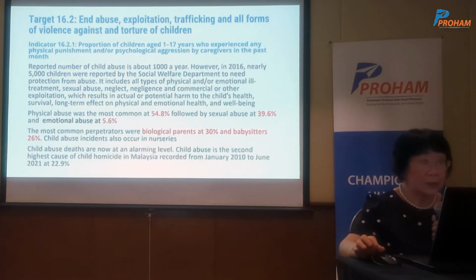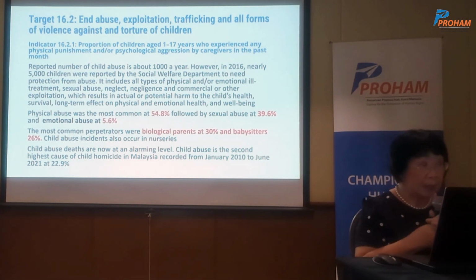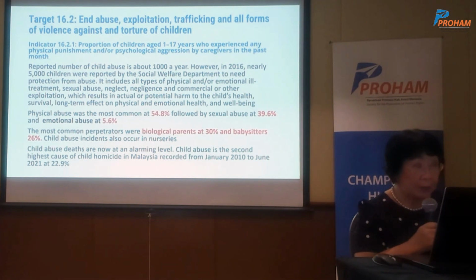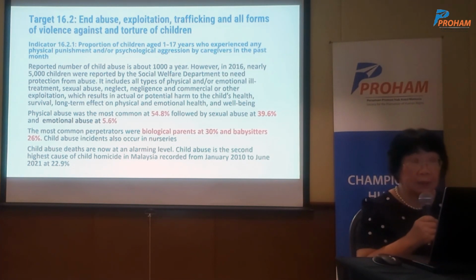Then target 16.2 is about abuse, exploitation, trafficking, and all forms of violence against and torture of children. Indicator 16.2.1 wants us to measure the proportion of children aged 1 to 17 who experience any physical punishment or psychological aggression by caregivers. The reported number of child abuse cases in Malaysia is trending up to more than 1,000 a year, but this is only the tip of the iceberg because children do not know how to report abuse.